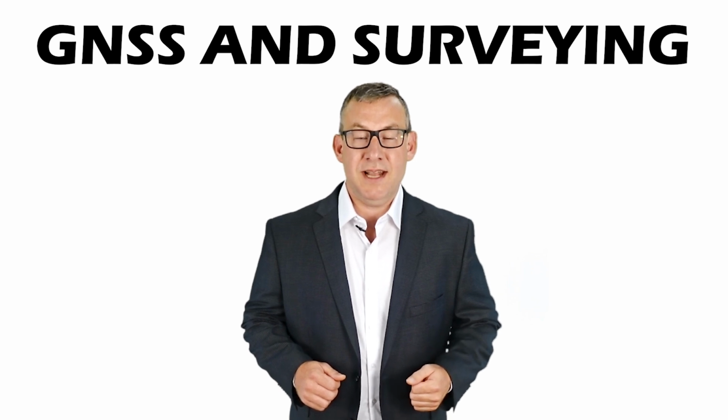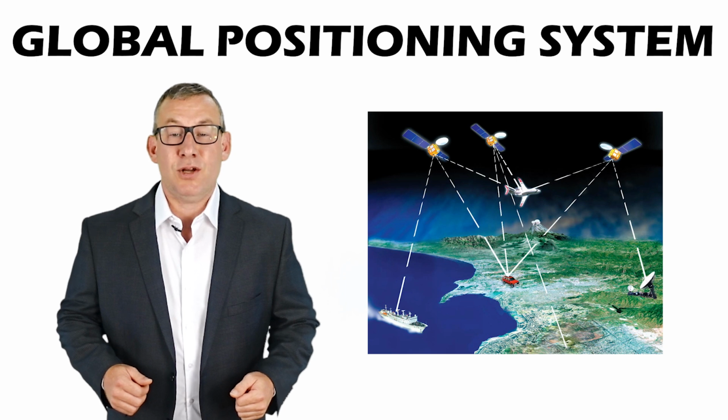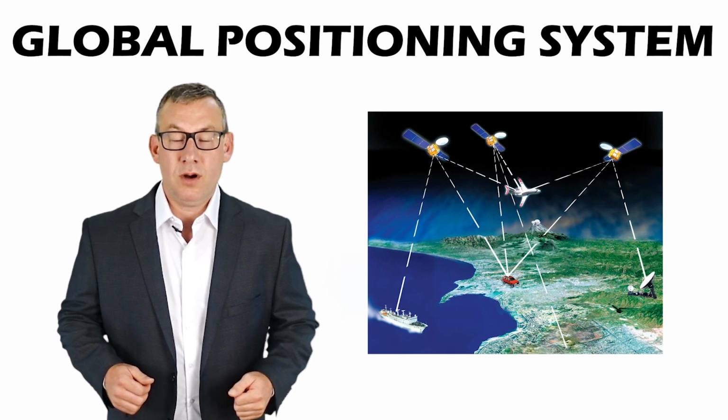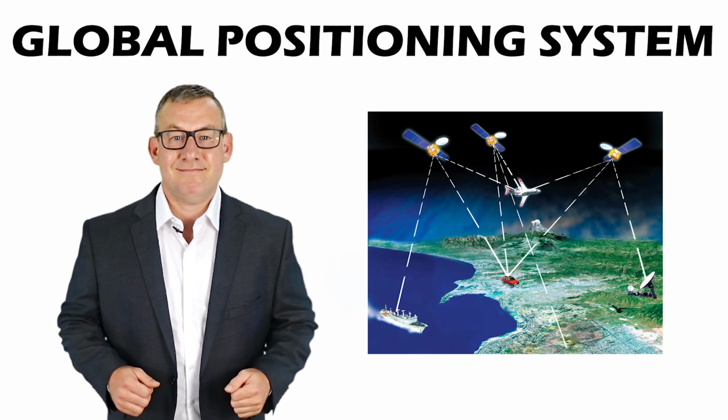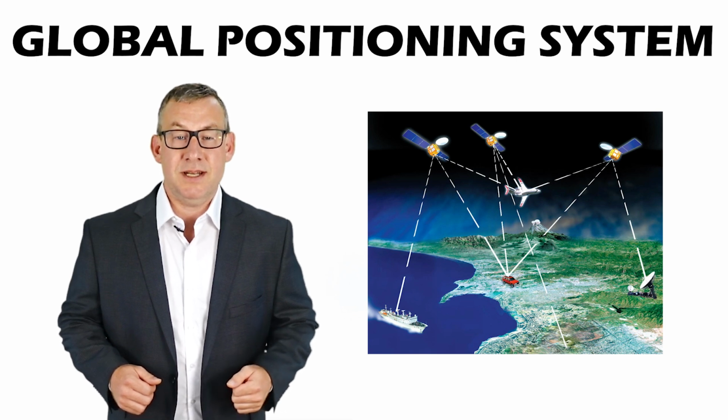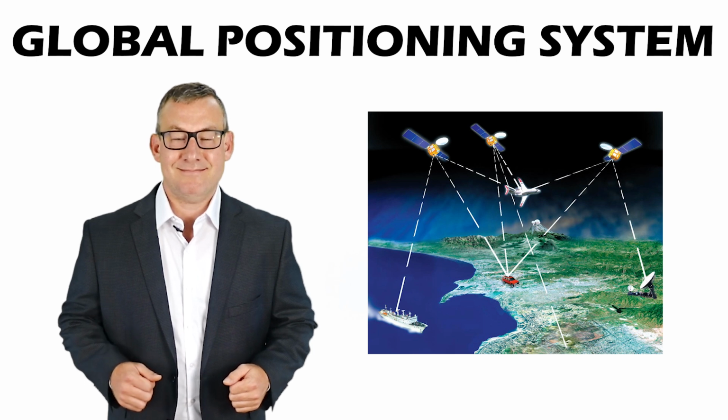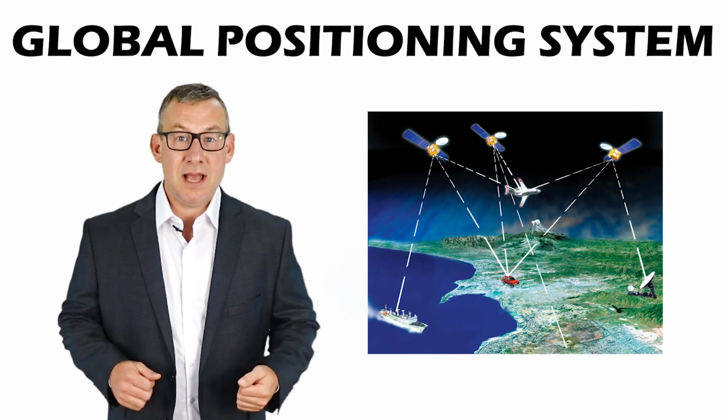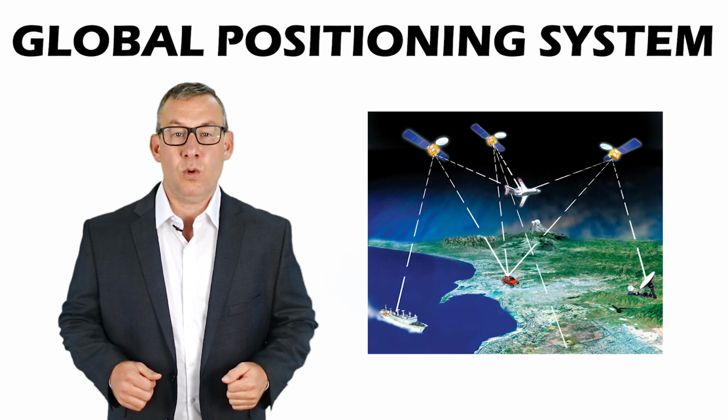First, I'll go over GNSS. The Global Positioning System, or GPS. The first satellite positioning system, Navstar, is called a GPS. GPS uses the WGS84 geographic coordinate system.